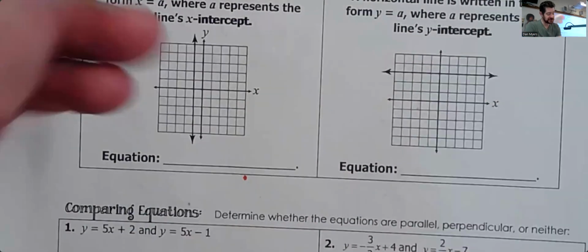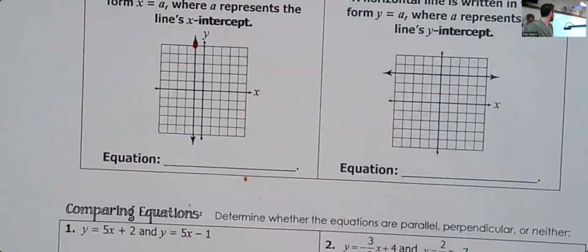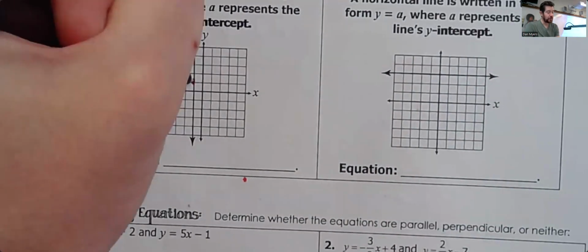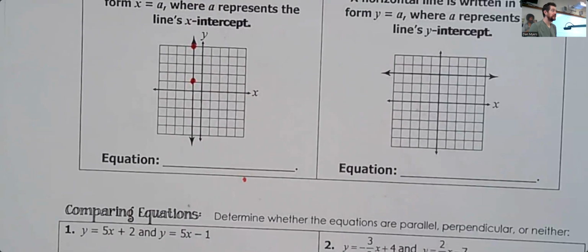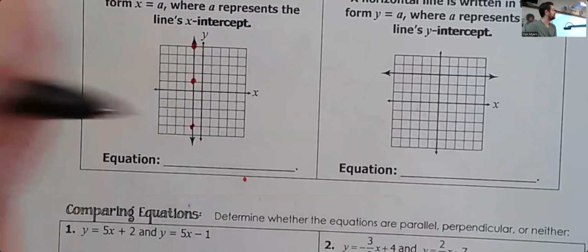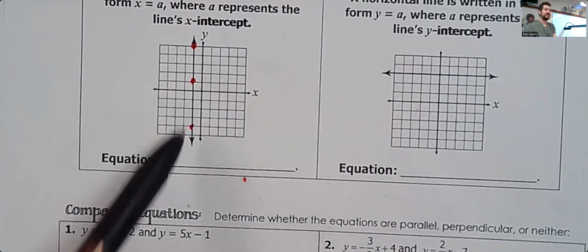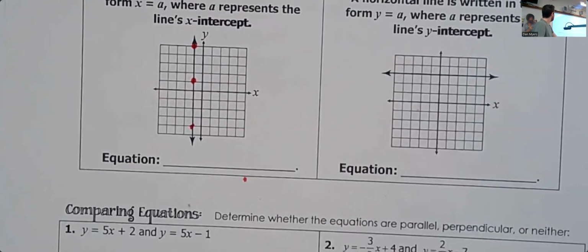If I were to put a dot right here, what's the x value there? -1. Yeah, the x value is -1 because it's left 1. If I put a dot here, what is the x value of that point? -1. What if I put a dot down here? Yeah, the x is -1 again. So yeah, you can put the dots on there, that's fine. And every single one of those points has an x value of -1.